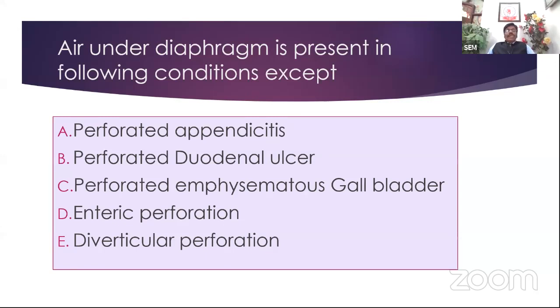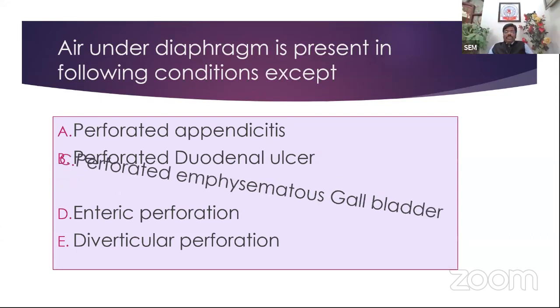This is perforated appendicitis, duodenal ulcer, small bowel enteric perforation, diverticular perforation, all are hollow viscus perforations. That is where there is gas already there. So they all will have gas at the diaphragm. Whereas gallbladder normally, when it is perforated, only causes biliary peritonitis, no gas at the diaphragm. Okay, C is the response you should have chosen, just for your information.